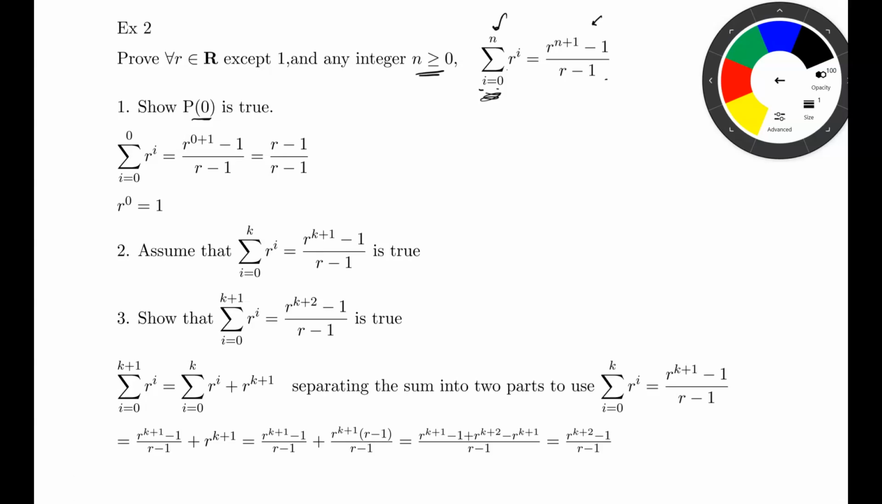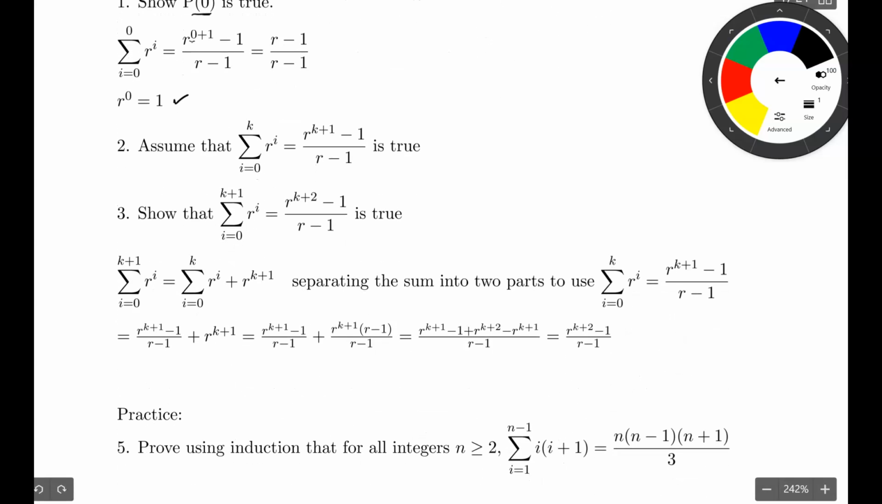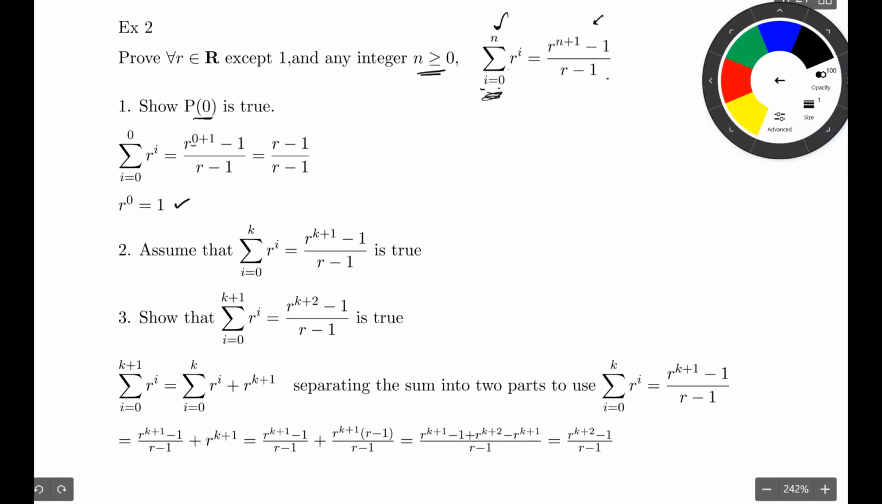So what do I get? I went really slow, put in 0. So I get r minus 1 over r minus 1. So the right-hand side is 1, and r to the 0, you knew it was 1. So there it is. That works. So now we're going to assume true for k. And so that means you put in n equal k. So you're adding up from 0 to k of r to the i, and then you're putting in k on the right-hand side. One place.